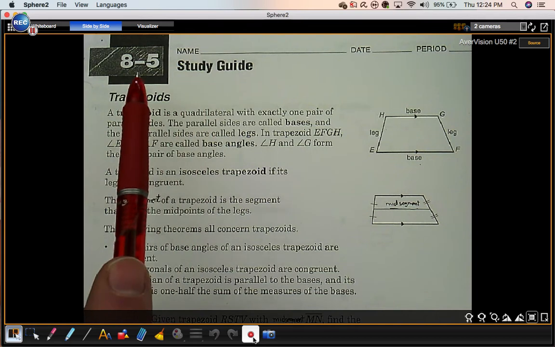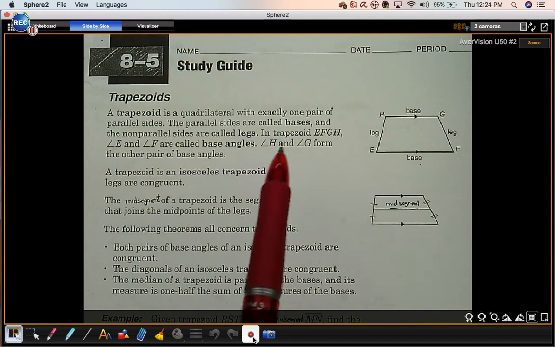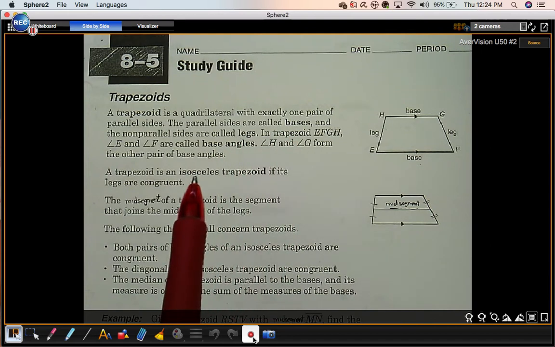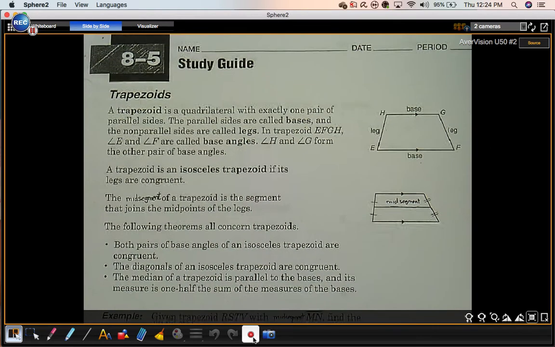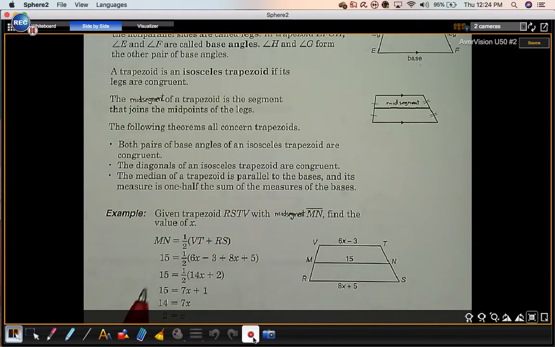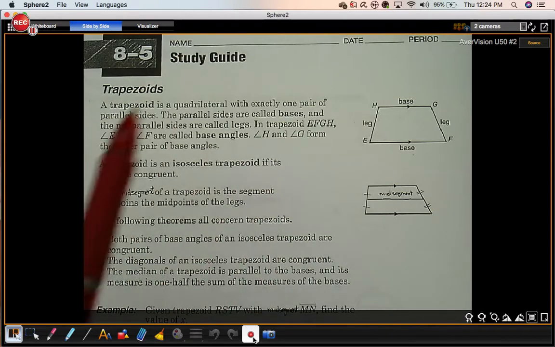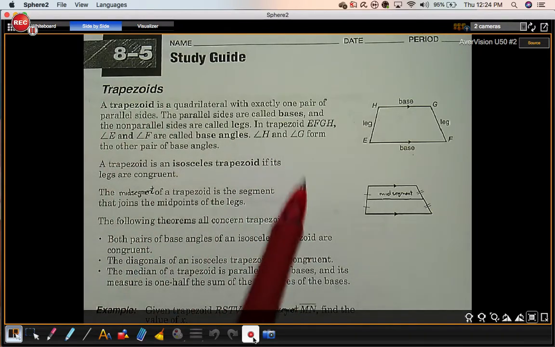This is the study guide for section 8.5 on trapezoids. They tell you what trapezoids are, they tell you about their parts, they tell you what an isosceles trapezoid is, they tell you what a midsegment is. All of this information is really, really important, especially if you haven't watched the videos. You should, but if you don't, this is a good place to look.